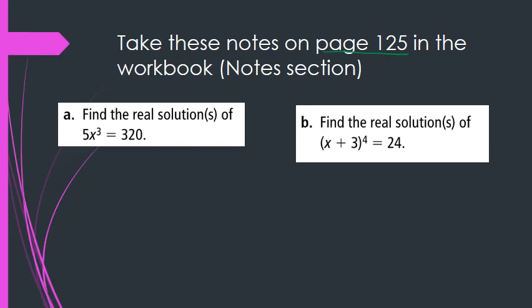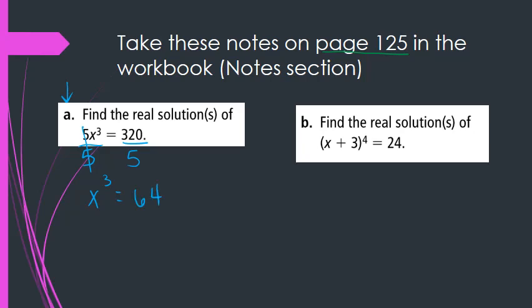Okay, so the first thing we're going to do is look at something a little easier. So this will be A. What we're trying to do is solve for x. In order to do that, eventually I'm going to want to cube root both sides so that it cancels the cubed with the x. Well, in order to do that, I need to get the x cubed by itself. So what I'm going to do is divide by 5 so that my x cubed is now isolated. So 320 divided by 5 is 64.